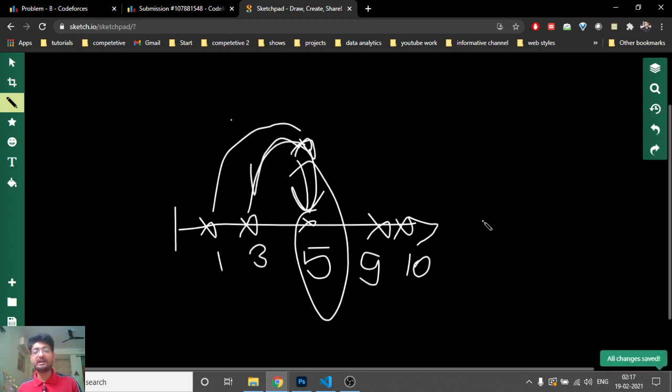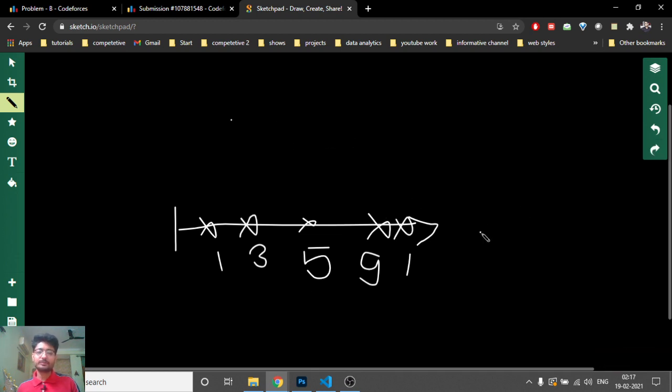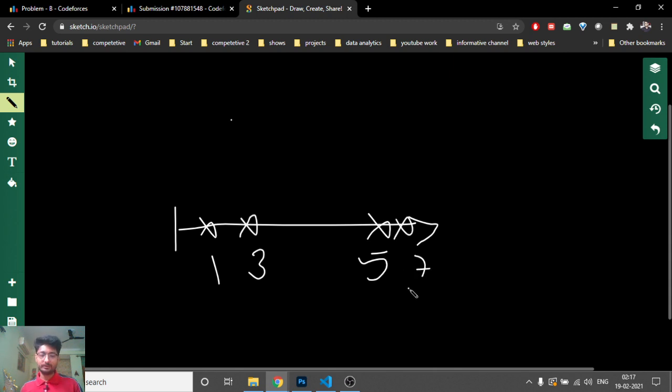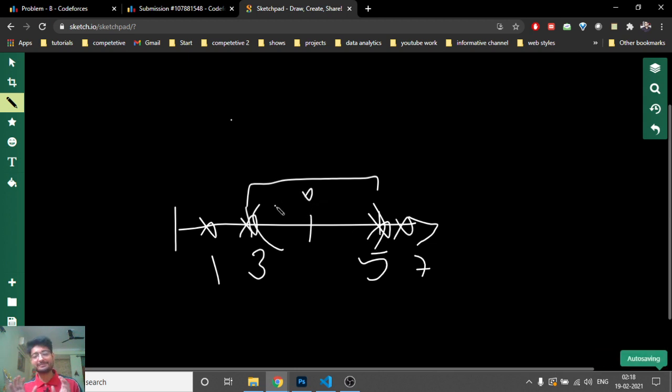But now if there are an even number of houses, which means that maybe the houses are like this, 1, 3, 5 and 7, then the median is between these two houses, all the coordinates between these two houses, which is 3, 4 and 5. 3, 4, 5. You can take any coordinate between these two points, including these two points, and the summation of distances between that point and all the houses is as minimum as possible.